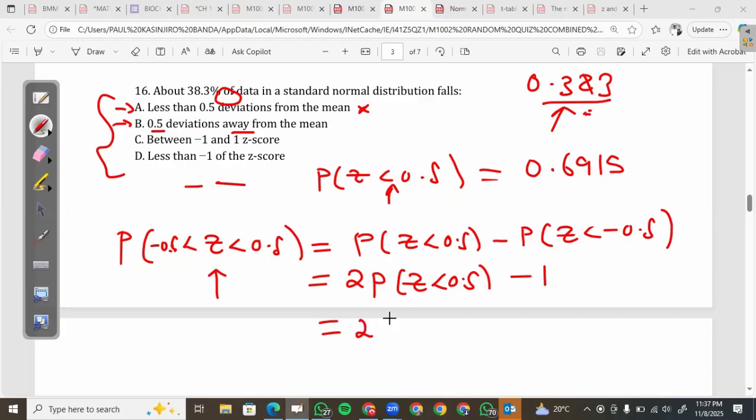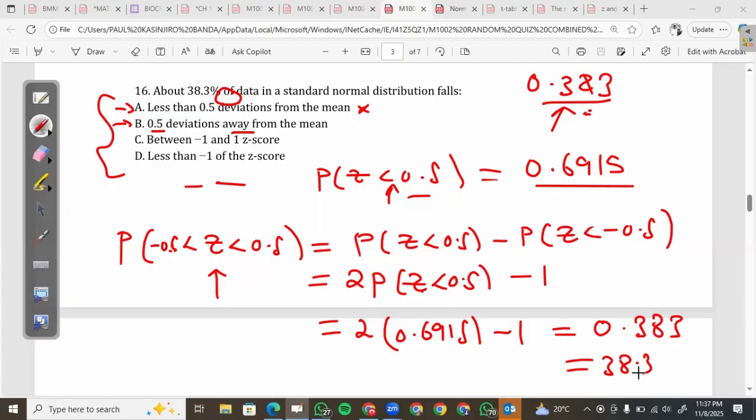So this will just be 2. And then this probability here, I already found it was there, of Z being less than this. So I'll write 0.6915 minus 1. So now let me punch that onto the calculator. 0.6915 multiplied by 2 minus 1, I'm finding exactly this probability here. Okay, which is just 38.3%.